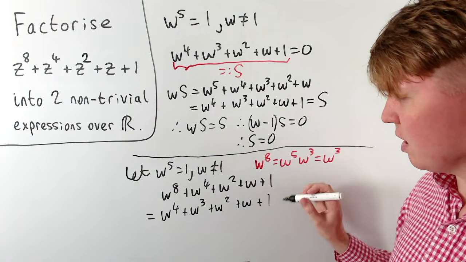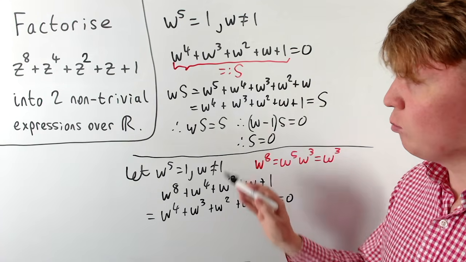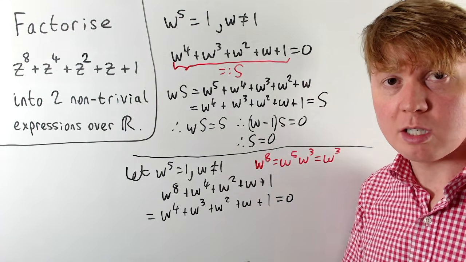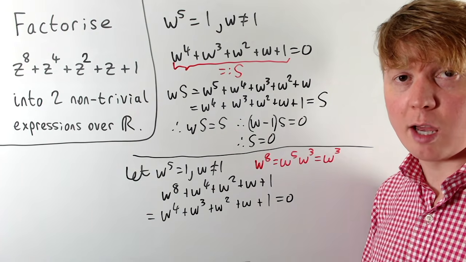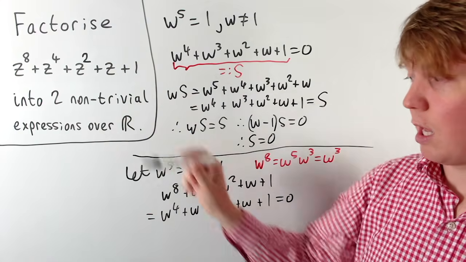And then we know that this is equal to 0 because we've just seen above this sum is always equal to 0 for these complex fifth roots of unity. So this is really interesting now because we've got 4 roots of this if we were to set this equal to 0.